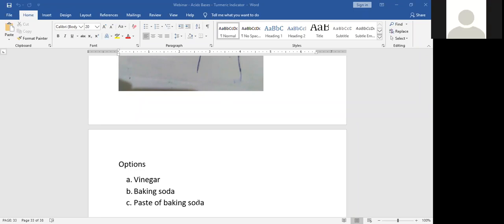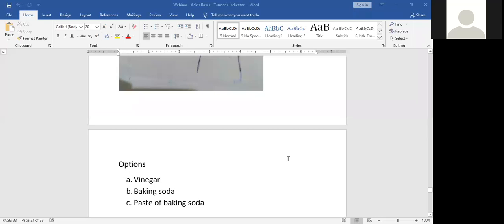Let's see the right answer. See, baking soda, as we know, we should be really careful when we think it's a solution. Only when it is in water, it releases OH minus ions in aqueous solution, right? So it's a paste of baking soda and not only baking soda.